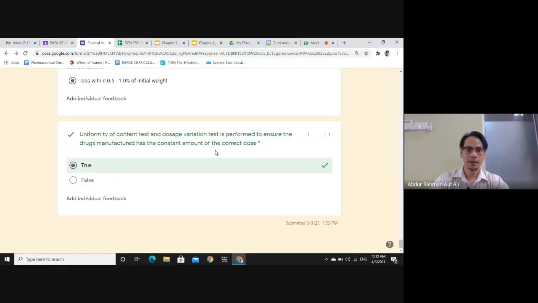Okay, so jawapannya adalah true kat sini. To ensure the drugs manufactured has the constant amount of correct dose.